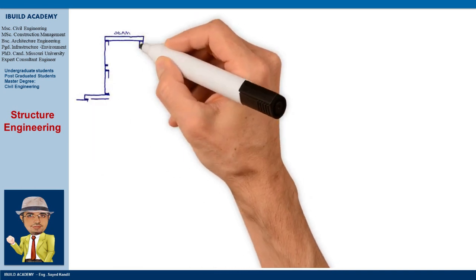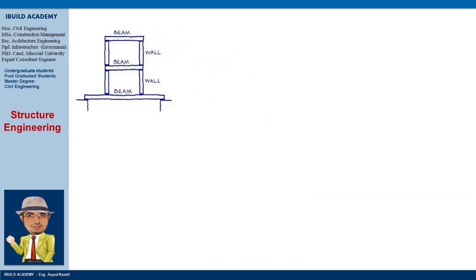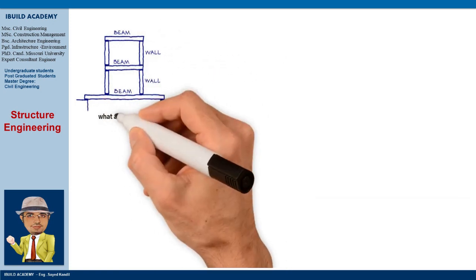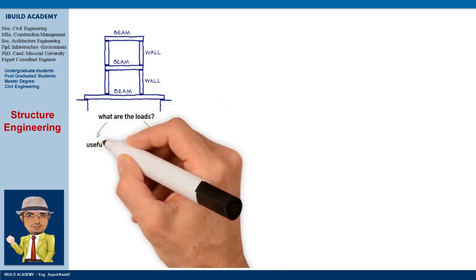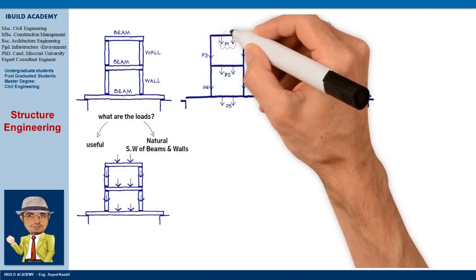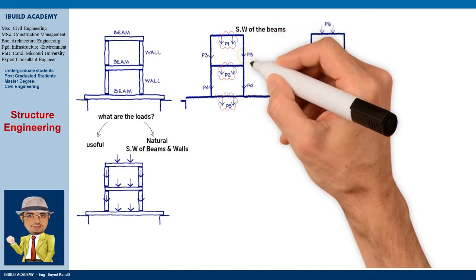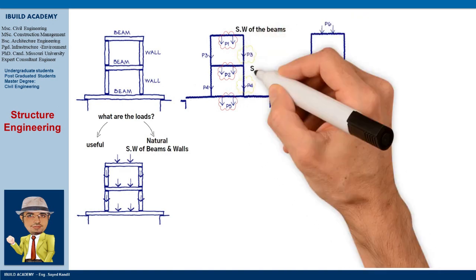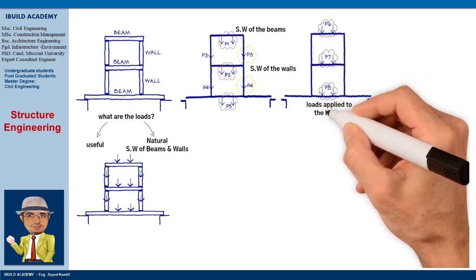A more complicated situation: two beams supported by walls, all sitting on a longer beam. First, what are the loads? These are natural, the self-weight of the beams and walls, and useful, the loads applied to the beams. Loads P1, P2 and P5 are the self-weight of the beams, and P3 and P4 the self-weight of the walls. Loads P6, P7 and P8 are the loads applied to the beams.